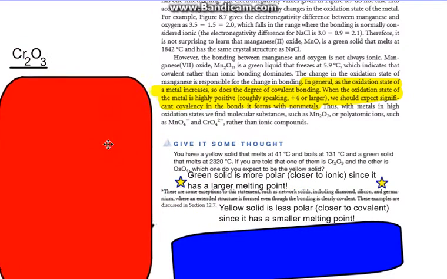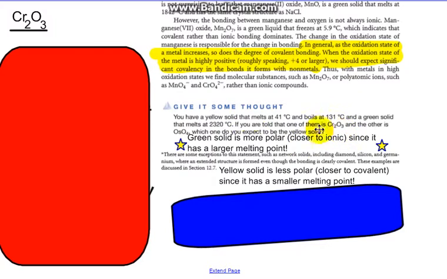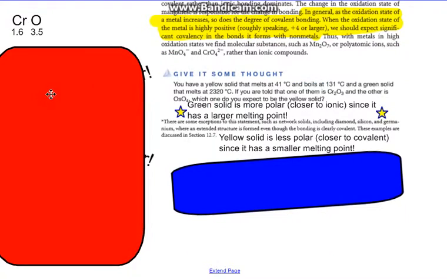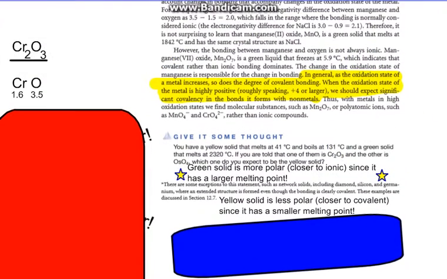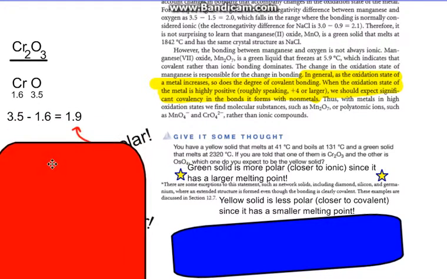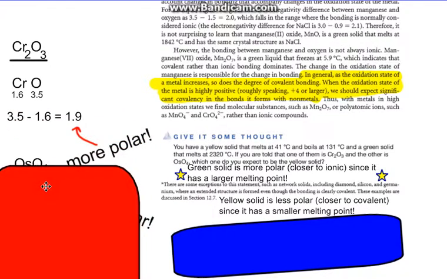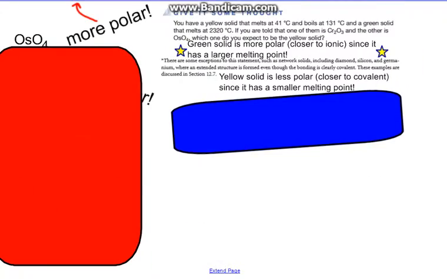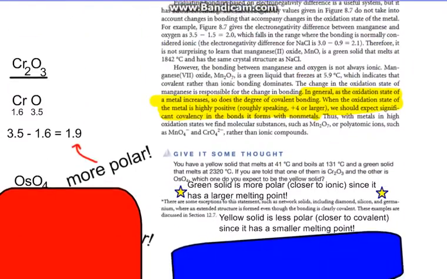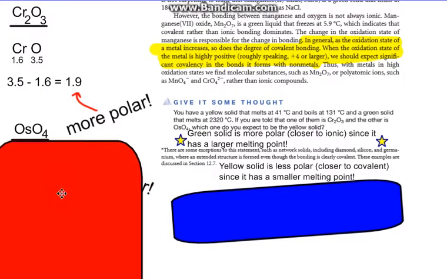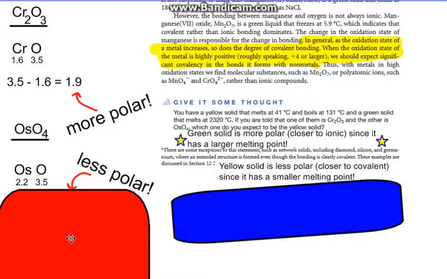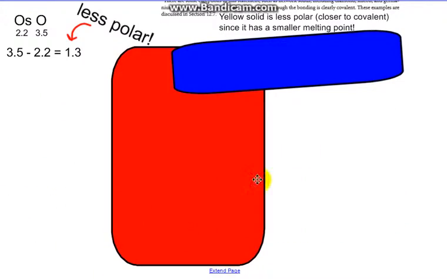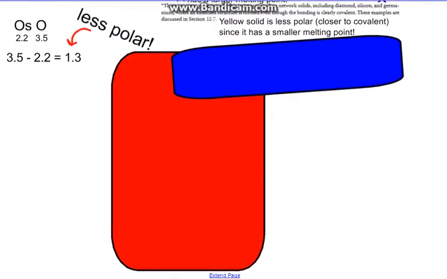So if we take a look over here at Cr2O3, we could look up the electronegativity values from the Pauling table. If we did, we would get the following. We get Cr is 1.6, O is 3.5. So if I subtract those, I get 1.9. Okay? And of course, I just got that from the table there. OsO4, look at those values, 2.2, 3.5. So you can see there, I get a difference of 1.3.